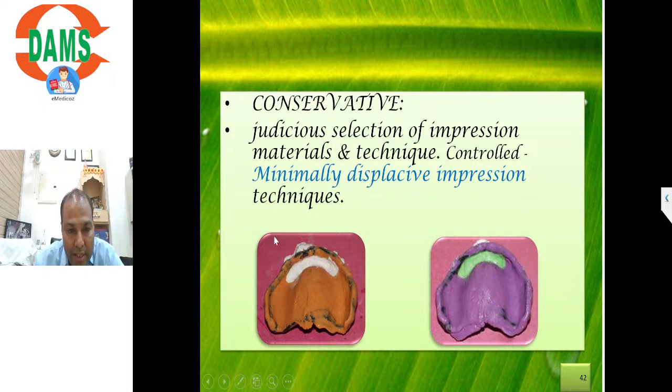Now, kindly take note of this picture. This is a window technique where we are making the impression of the flabby tissue with the help of plaster. This is a window technique. Even we can paint it with your light body. So this is a controlled, minimally displacive impression of the flabby ridge. Window technique. For the rest, you can make it with your ZOE. You can make a window initially, and this you can just keep it and paint it.